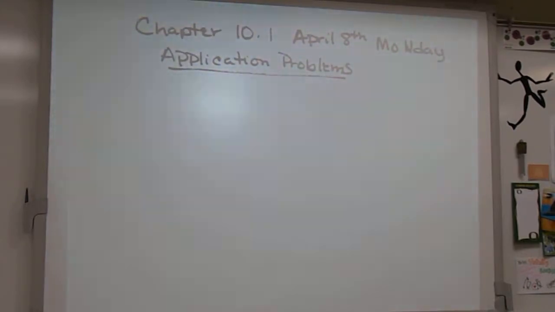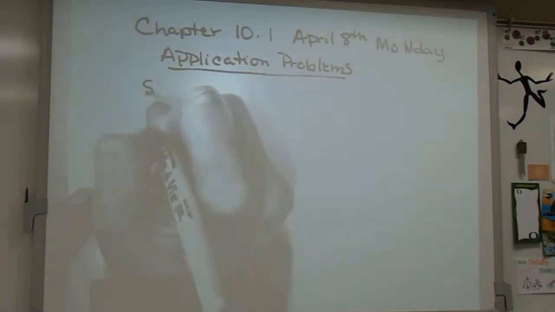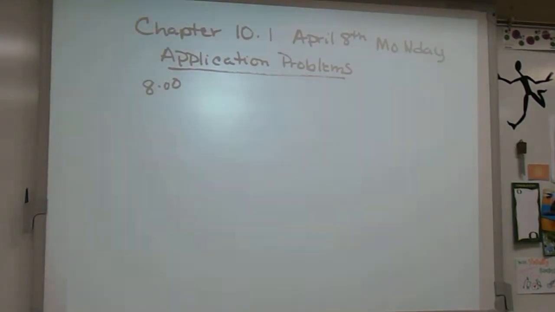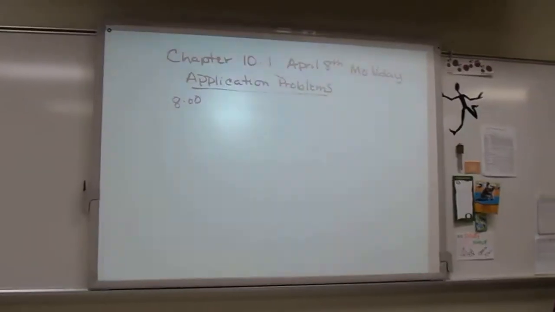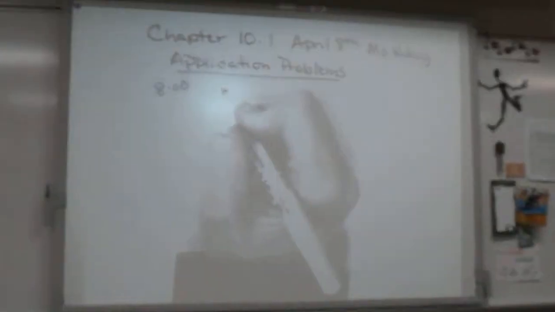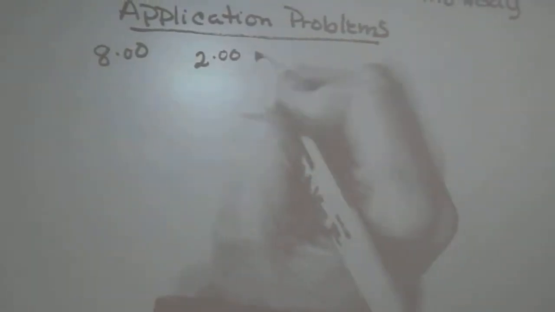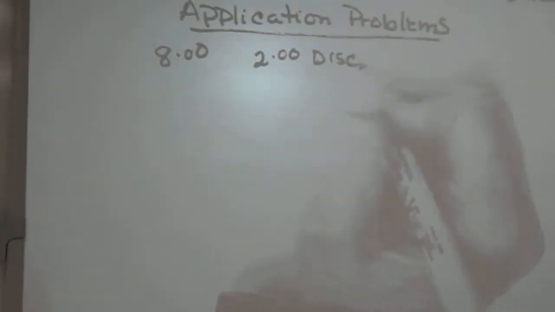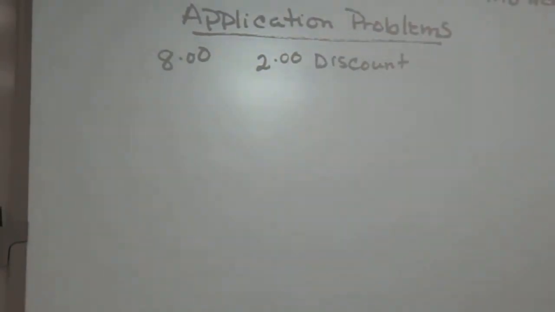All right, so let's go to the movie. We're going to go to the movie theater. Our movie theater sells tickets for $8 a piece. If you're a senior, you get a $2 discount. Seniors get $2 discounts. Now, the opening night of, I don't know, what movie's out lately? The Great and Powerful Oz.